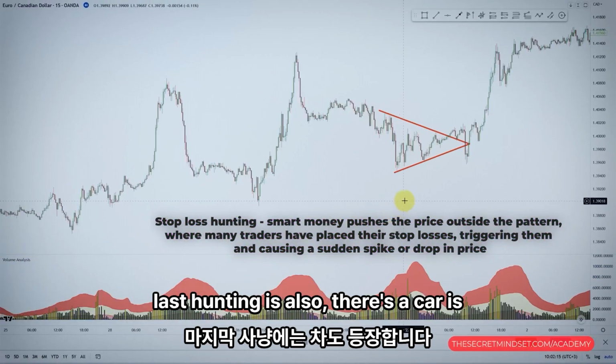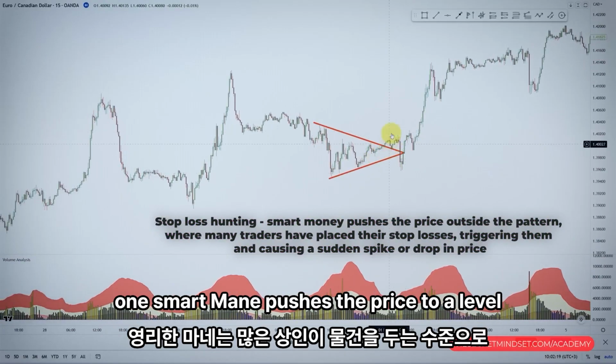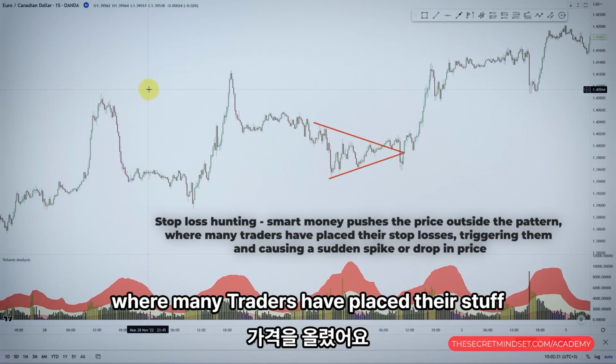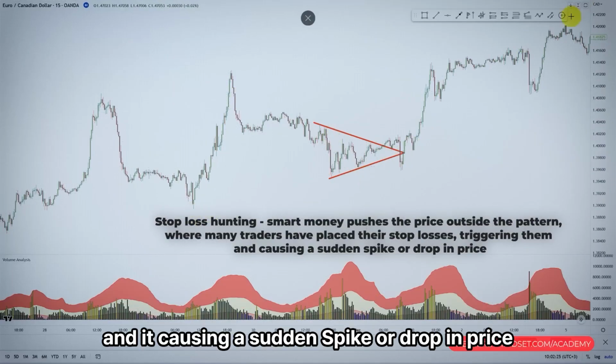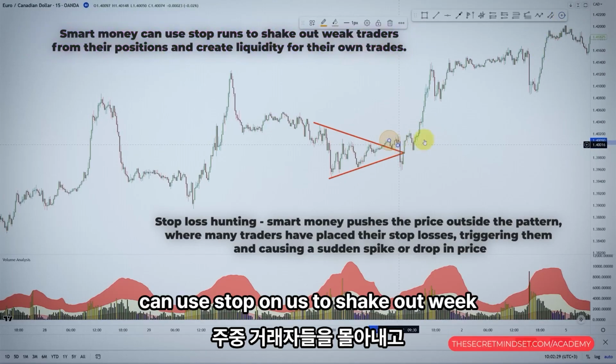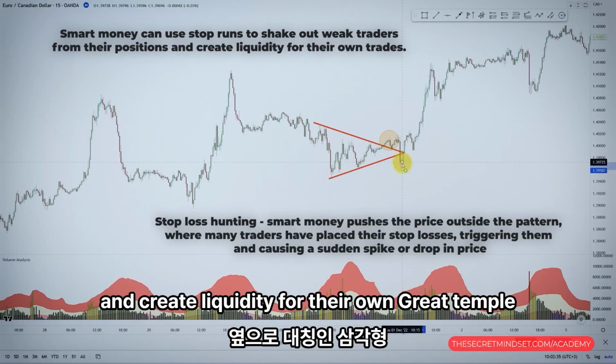Stop-loss hunting is also common. This occurs when smart money pushes the price to a level where many traders have placed their stop-losses, triggering them and causing a sudden spike or drop in price. Smart money can use stop-loss to shake out weak traders from their positions and create liquidity for their own trades.